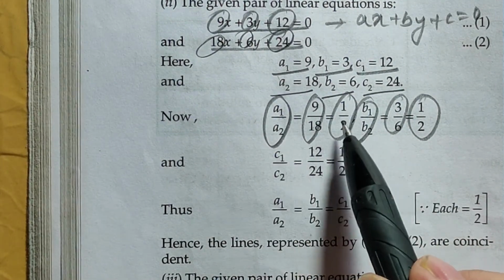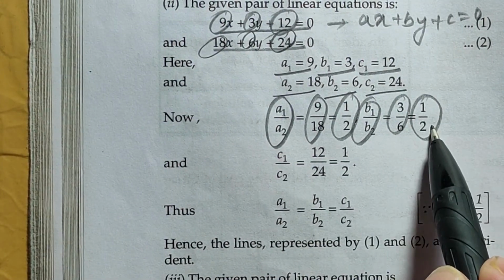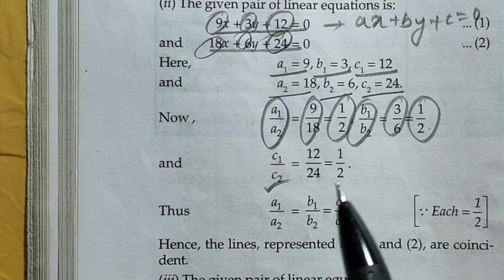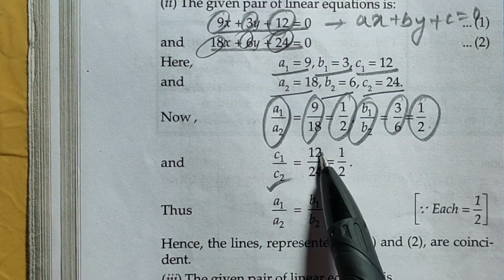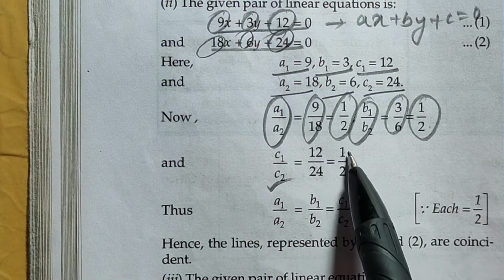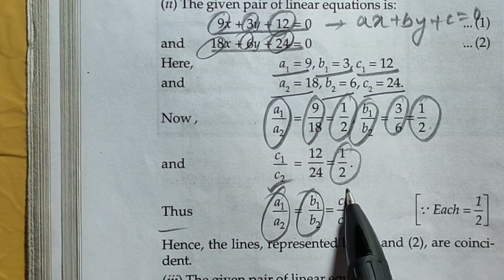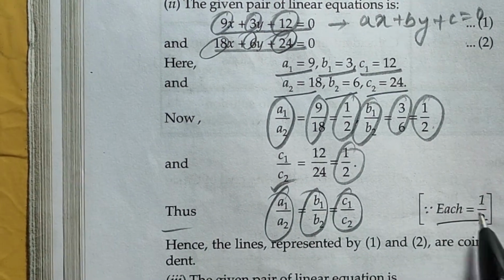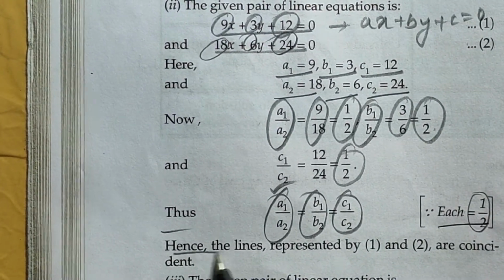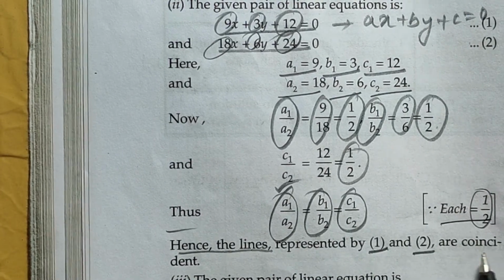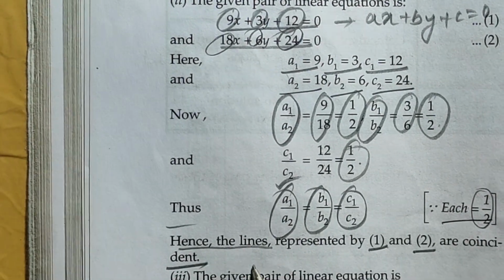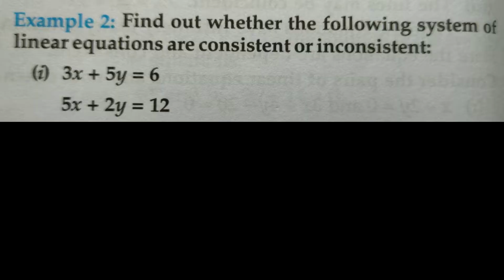So we see that a1 by a2 is equal to b1 by b2. So we'll have to find c1 by c2 also. c1 by c2 is 12 by 24, which is half. So a1 by a2 equals b1 by b2 equals c1 by c2, where all of them are half. Hence the lines represented by 1 and 2 are coincident, that is, on top of one another.